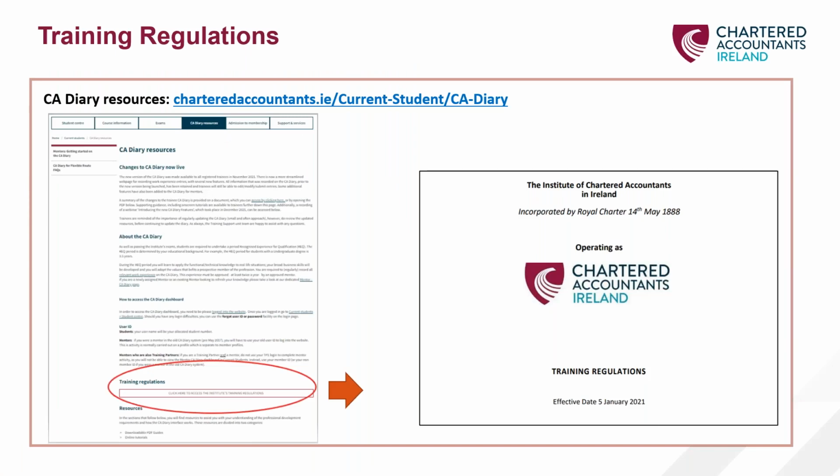There are several components to the requirements for the AQ, which you as a trainee should be aware of at this stage. These requirements are set out in the Institute's training regulations and are based on law in each jurisdiction. It is therefore important that you read the relevant sections of the training regulations to fully understand all requirements. The training regulations are accessible from the CA Diary Resources webpage as shown here. And what we will do now is set out two of those requirements.